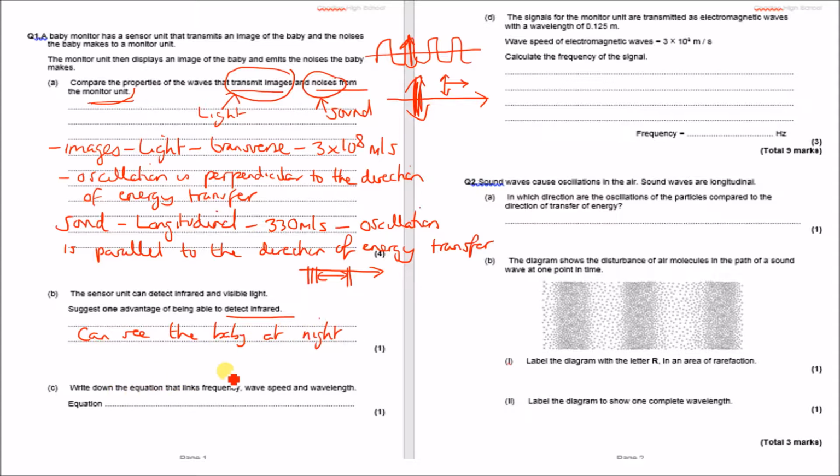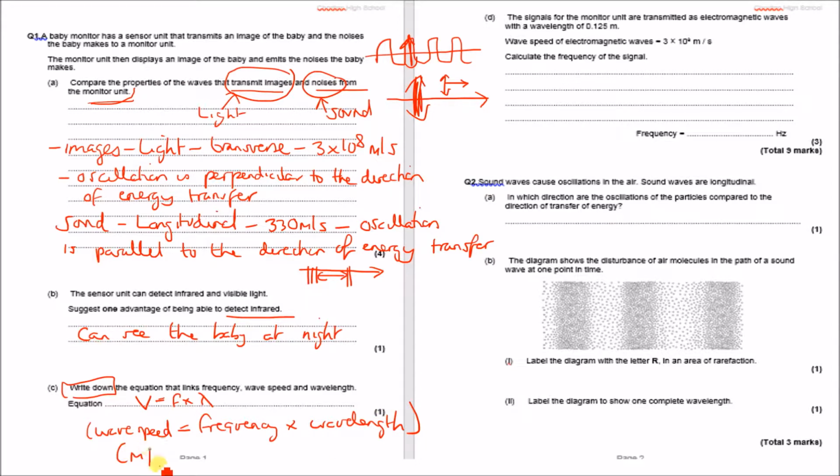Write down the equation that links frequency, wave speed and wavelength. Remember, V is our wave speed, and that is equal to F times lambda. Now if you're asked to write it down, don't write the letters like I've done. You need to write the whole thing out. So wave speed is equal to the frequency multiplied by the wavelength.